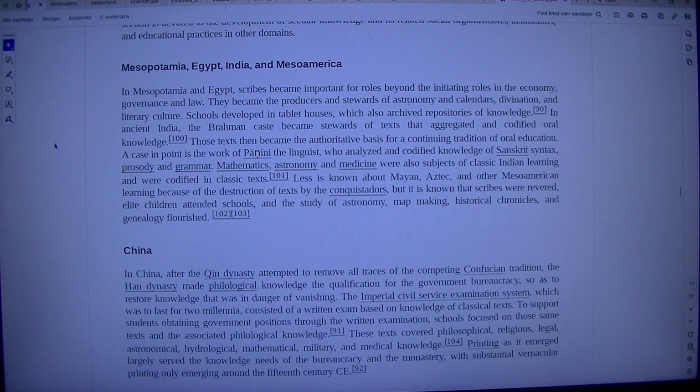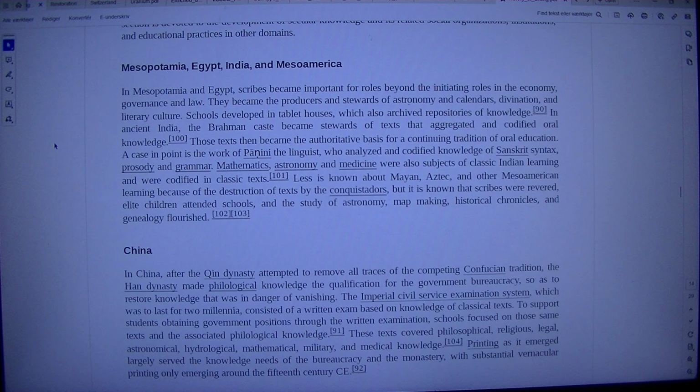In ancient India, the Brahmin caste became stewards of texts that aggregated and codified Vedic knowledge. Those texts then became the authoritative basis for a continuing tradition of oral education. A case in point is the work of Panini the linguist, who analyzed and codified knowledge of Sanskrit syntax, prosody and grammar. Mathematics, astronomy and medicine were also subjects of classic Indian learning and were codified in classic texts.